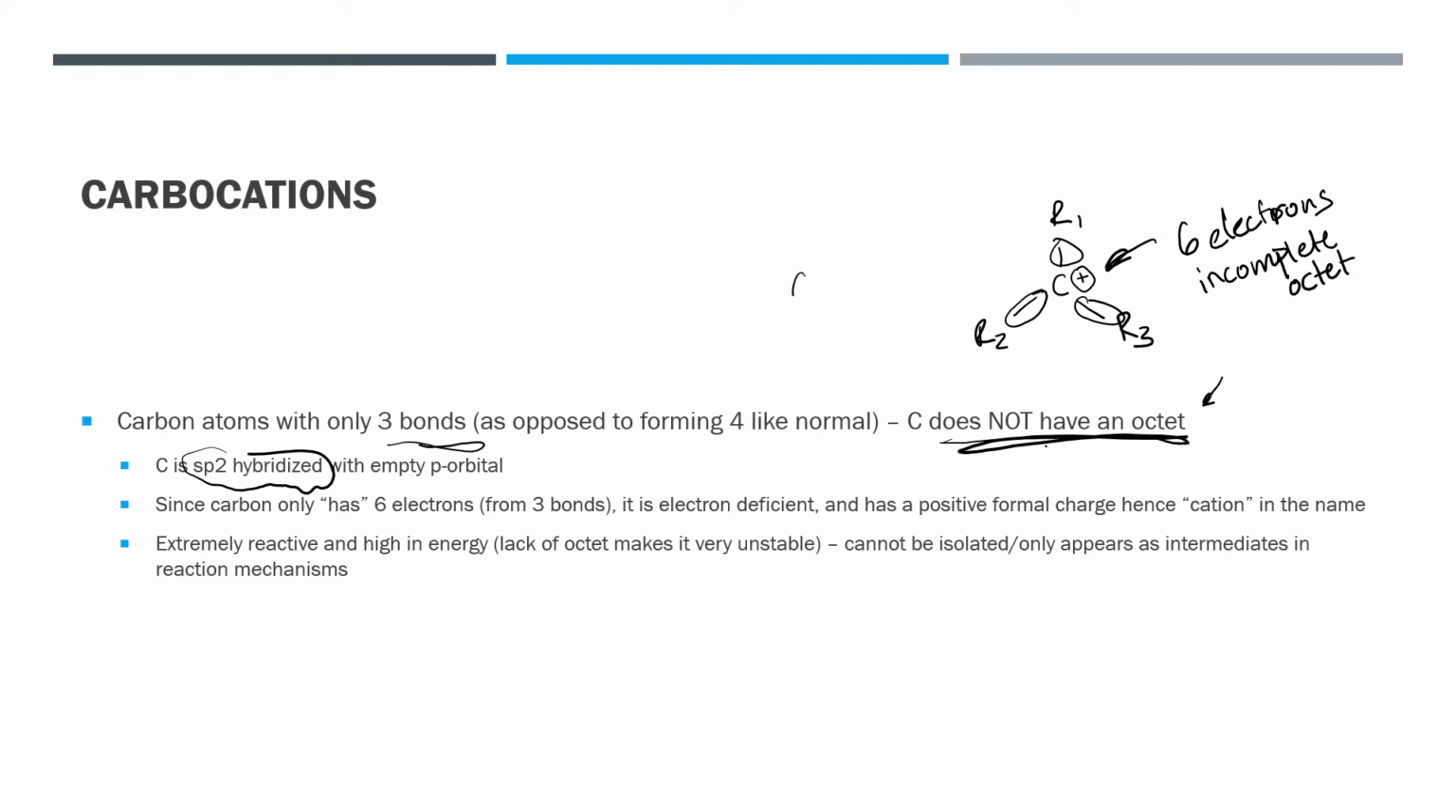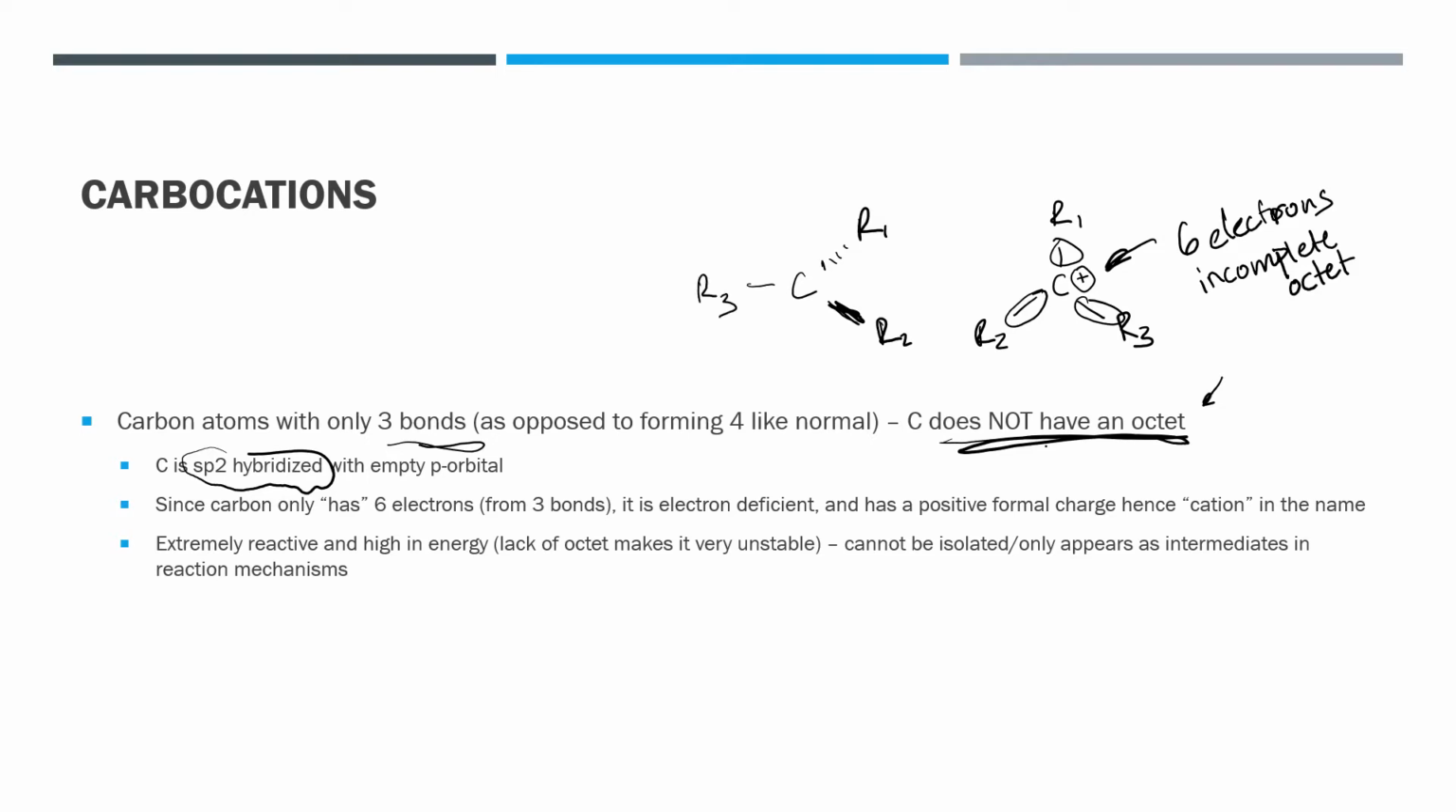So if we want to draw this a little more with the geometry in mind, we have our R groups. I'm just denoting them as R. That just means any sort of group that is bonded to the carbon.